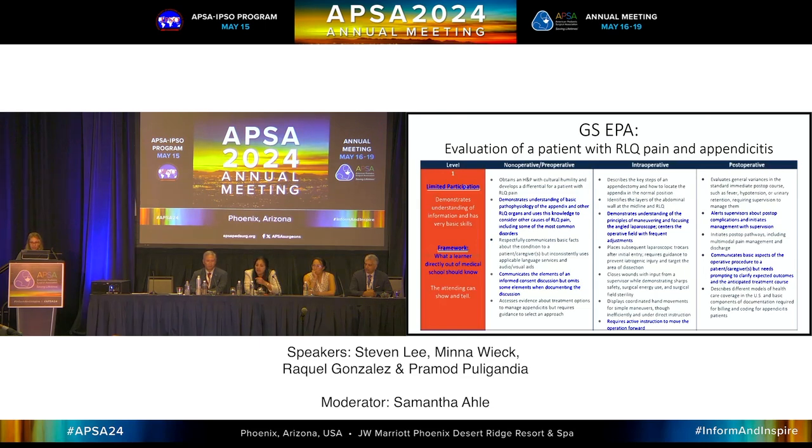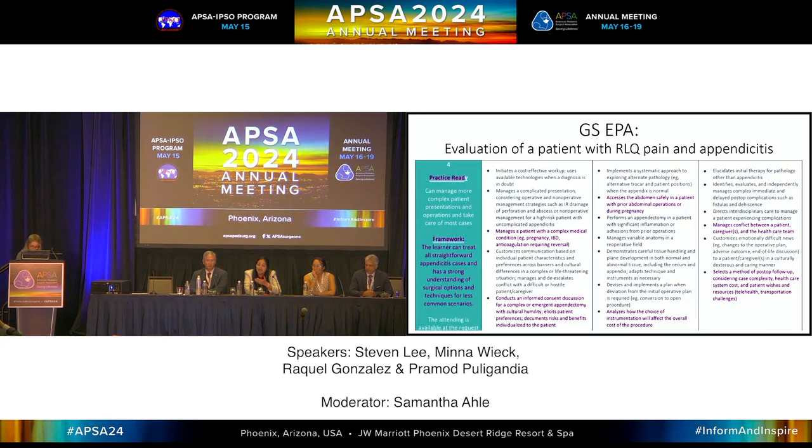Or can communicate basic aspects of the operative procedure to a patient or caregiver, but will need some prompting to clarify the expected outcomes or an anticipated treatment course. On the other hand, a practice-ready trainee has the skills to treat all straightforward appendicitis patients and has a strong understanding of surgical options and techniques for less common scenarios.